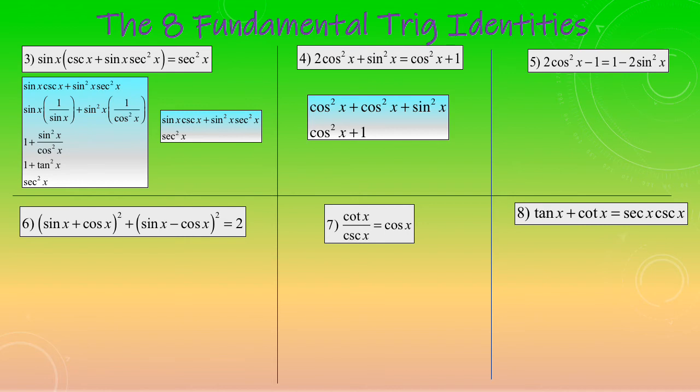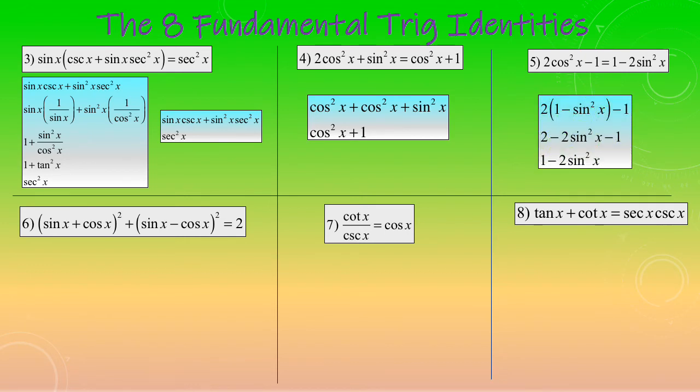We write 2 cosine squared of x as cosine squared of x plus cosine squared of x plus sine squared of x, and realize that cosine squared of x plus sine squared of x is equal to 1. And therefore we have cosine squared of x plus 1, and we're done. This is an example of a very easy identity, and one that just sort of evolves. If you do something, you end up getting the right answer.